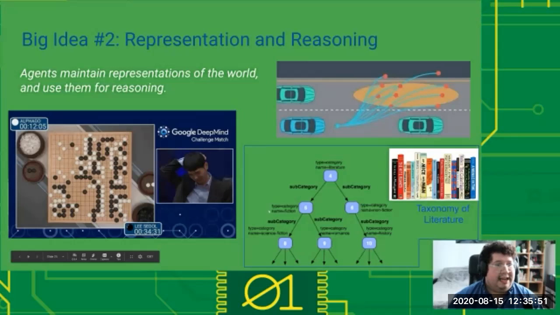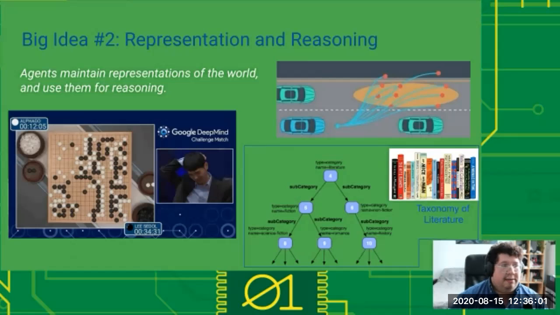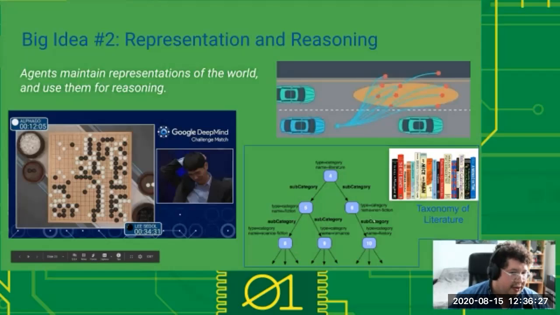The second idea from their framework is on representation and reasoning, where agents maintain a representation of the world and use that to understand it. Comparisons, contrast, taxonomies, right? And this gives way for our idea of classifications, which is a huge important part of how machine learning does its job for iterating and understanding what the world is around it. So we have a simple taxonomy of literature and how these subcategories lend space for other subcategories.